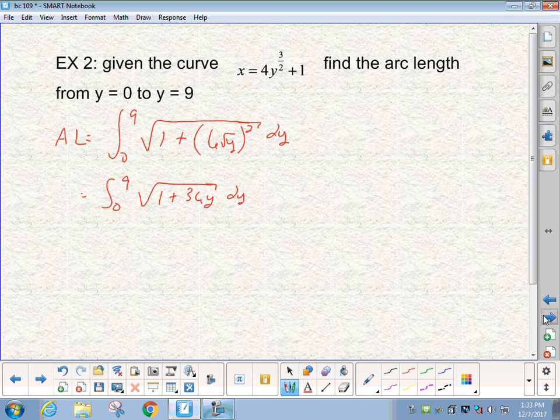Would you actually use substitution or mentally use substitution? Okay, whatever works for you.